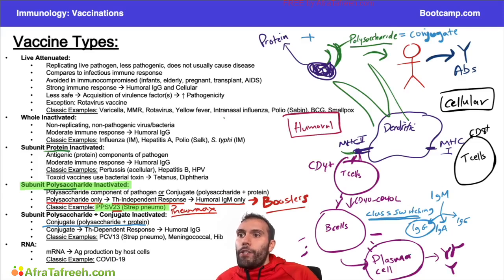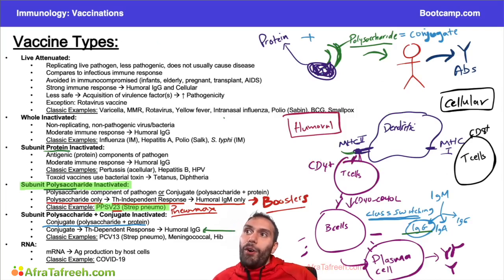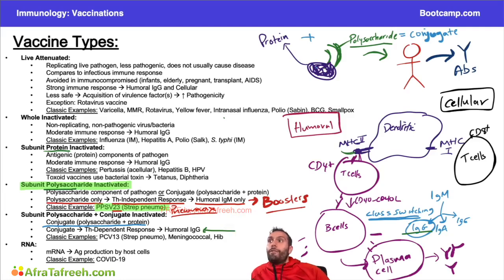Because now I can go down this pathway and I can get IgG antibodies. So I can get a humoral IgG antibody because I have a protein component now that this dendritic cell can display. And again, will I generate a cellular immune response? The answer is no, right? This thing, which is part of a bacterial wall attached to a protein, dendritic cells will phagocytose it, but the dendritic cells will not be infected by it per se. And so the classic example of the vaccine here is going to be the PCV13 vaccine.